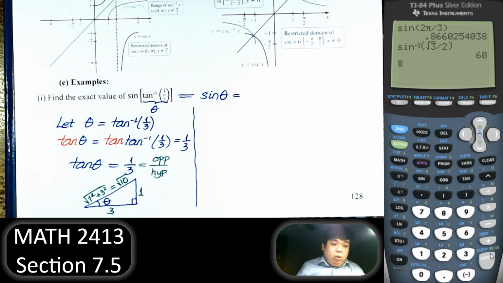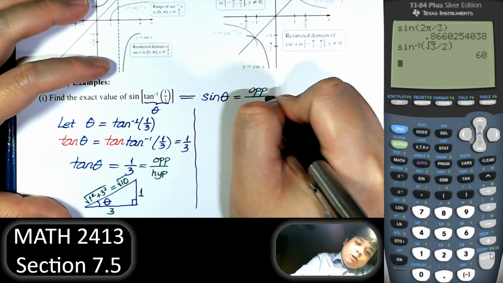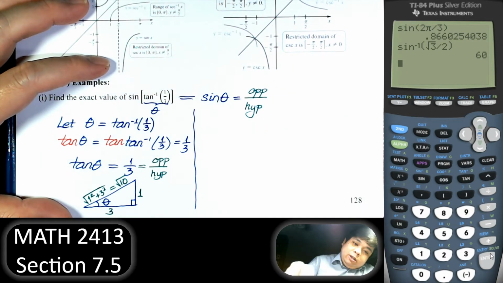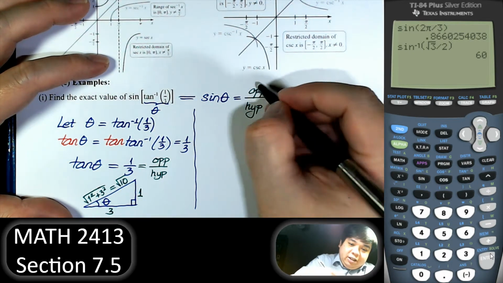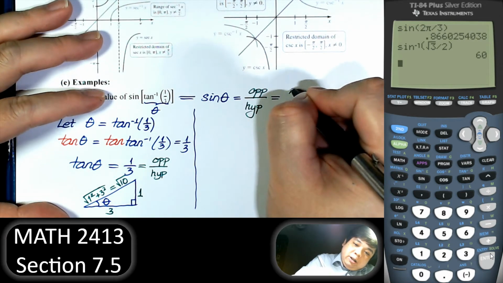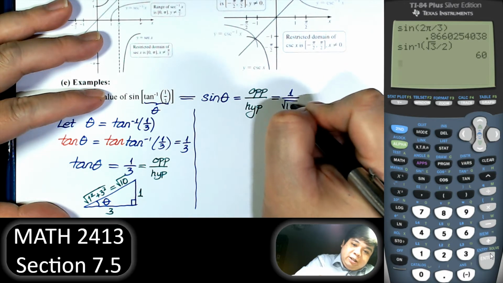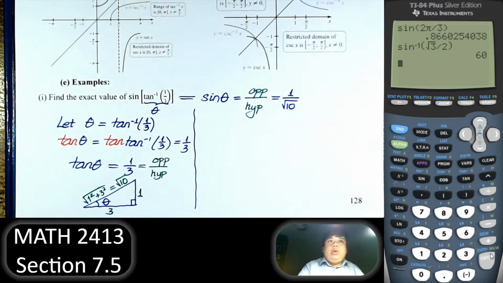And then we say, what is the ratio for sine? It is opposite over hypotenuse. So what we have here is opposite is 1, hypotenuse square root of 10. So that's what we have. Simple enough, right? Usually there may be a plus or minus in here, but usually it's going to be positive. So let's see if it works.